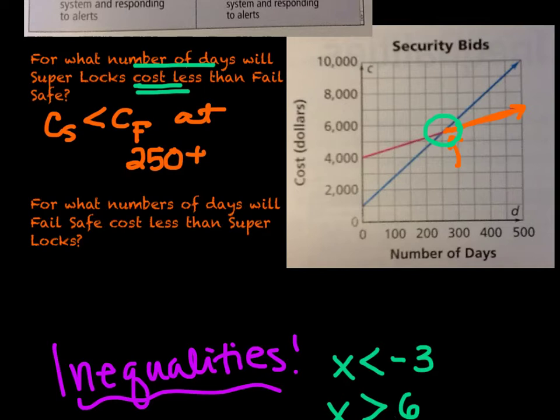Then for what numbers of days will Failsafe cost less than Superlocks? So when is Failsafe less than Superlocks?